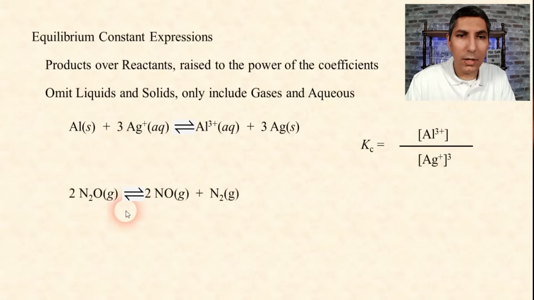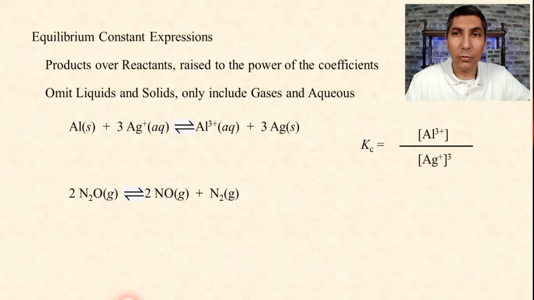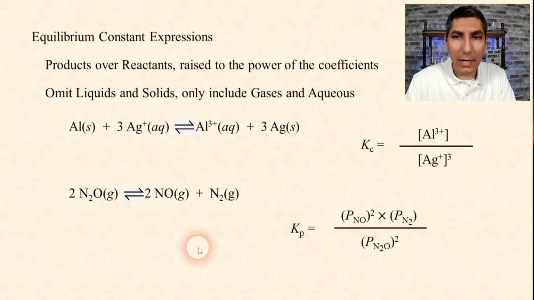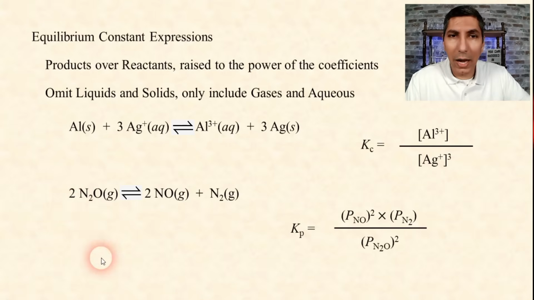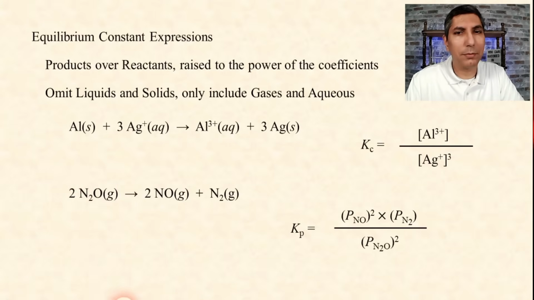Now sometimes we're given a reaction that has all gases, and in that case it's a lot more convenient to measure this in terms of pressures or partial pressures, and we call that Kp. In that case, you'd write it more like this, where Kp equals the partial pressure of NO squared, and notice that squared comes from the fact that there's a coefficient of 2, times the partial pressure of nitrogen, all over the partial pressure of dinitrogen monoxide squared. And once again, the squared comes from that coefficient of 2 right there. So be able to write an equilibrium constant expression.